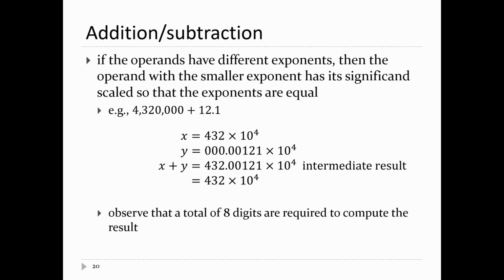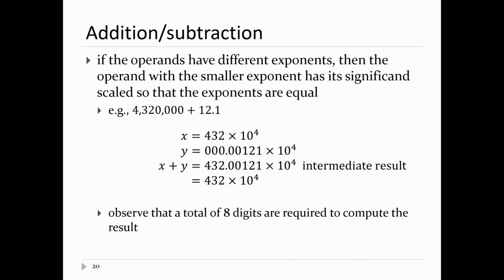Now what happens if the two numbers have very different exponents? You take the larger number and you write it out in your floating point format. So 4,320,000 and 12.1. Take the bigger number, the number whose magnitude is larger. It becomes 432 times 10 to the 4. Now when you write out your second number, you also want to use the exponent 10 to the 4. So 12.1, if I try to write that out as something times 10 to the 4, is 0.00121 times 10 to the 4.